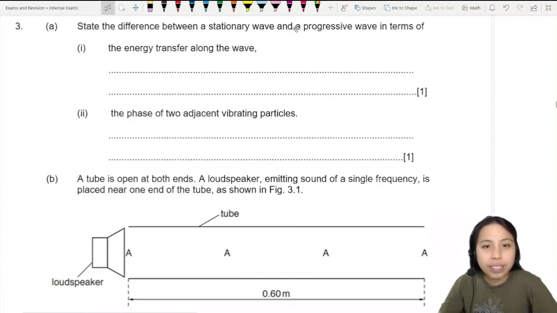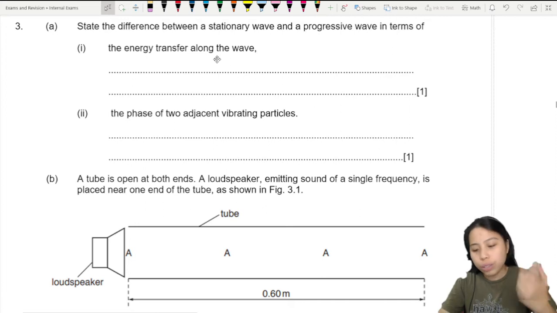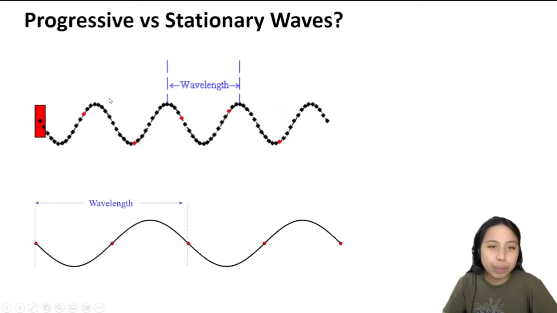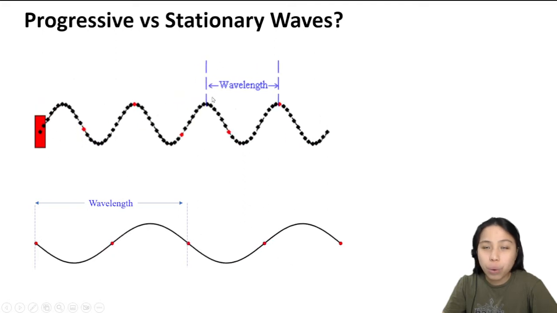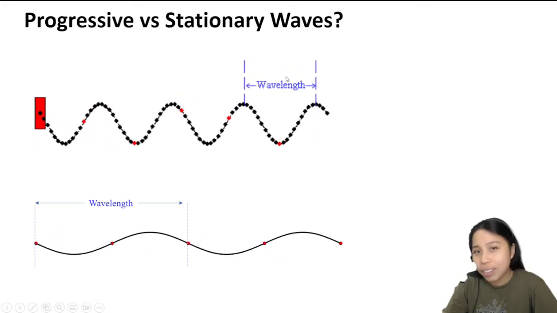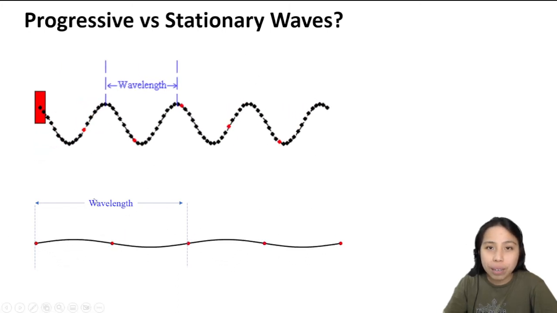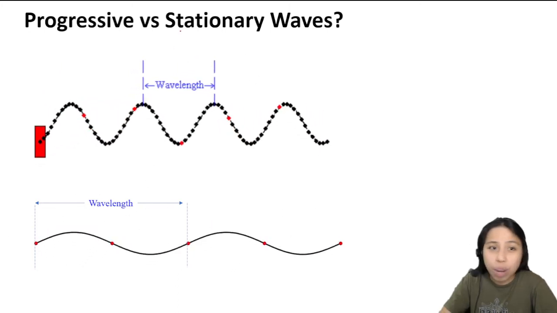State the difference between a stationary wave and a progressive wave in terms of the energy transfer. So you need to look at the wave's motion. If you see this diagram here, on top here is a progressive wave. Notice how the wavelength is moving to the right all the time. Then you look at the stationary wave down here. You see how the wavelength is always fixed, not moving?